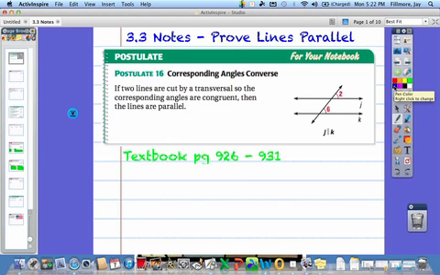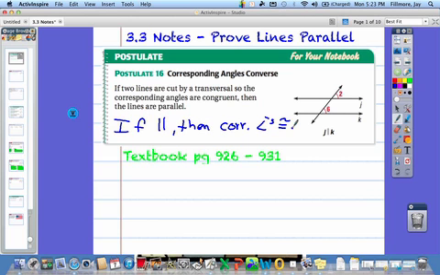Our first being postulate 16, the corresponding angles converse, which says if two lines are cut by a transversal so the corresponding angles are congruent, then the lines are parallel. So instead of the original, which was if the lines are parallel, then the corresponding angles were congruent, this is saying if the corresponding angles are congruent, then the lines are parallel.